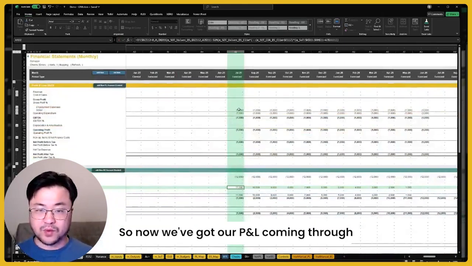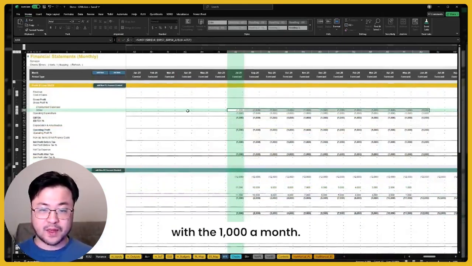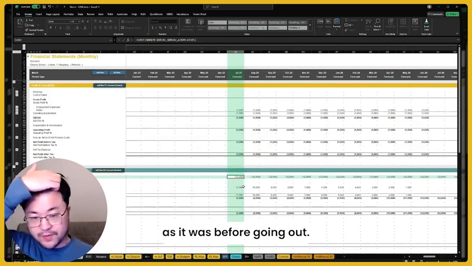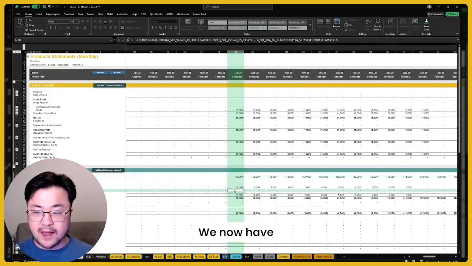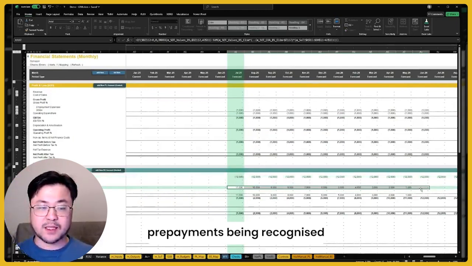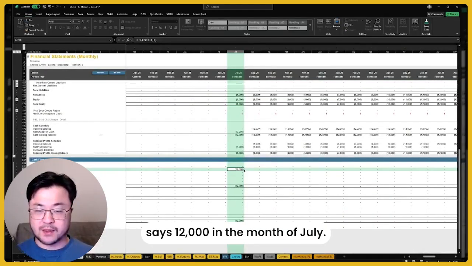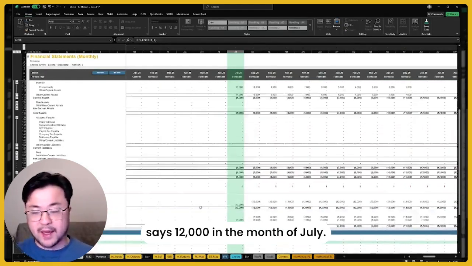So now we've got our P&L coming through with the 1,000 a month. We've got the cash flow as it was before going out. We now have our prepayments being recognized and brought down over time. And again, the cash flow statement says 12,000 in the month of July.